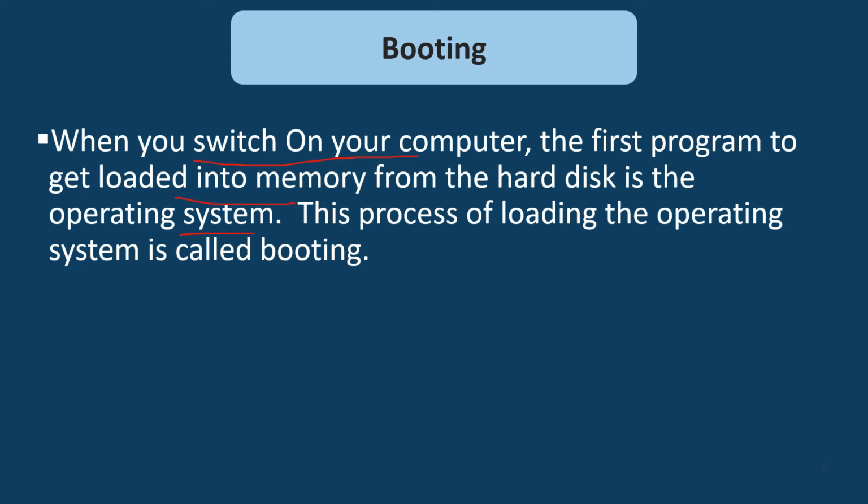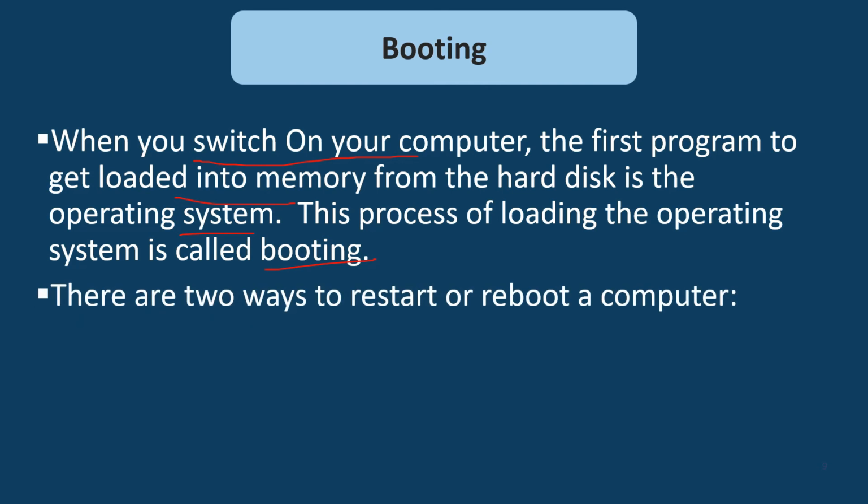So in that time what happens? The operating system is getting loaded from the hard disk into the primary memory. This process of loading the operating system is called booting. So what is booting? The process of loading the operating system from the hard disk into the computer's main memory. That is called booting.